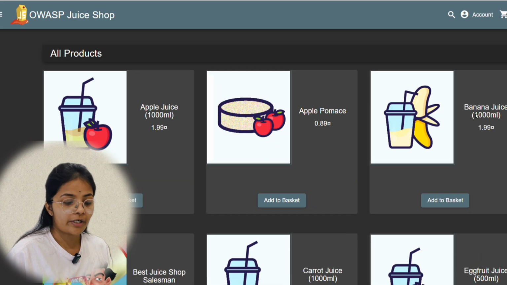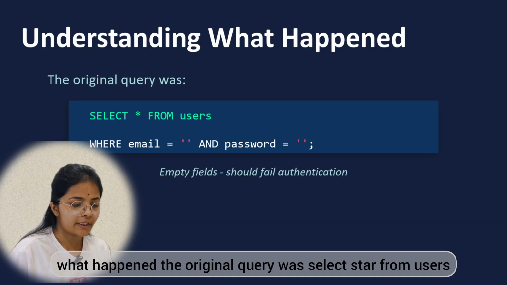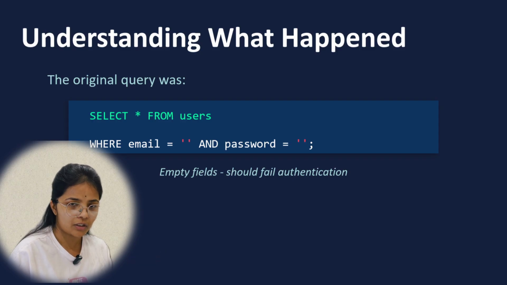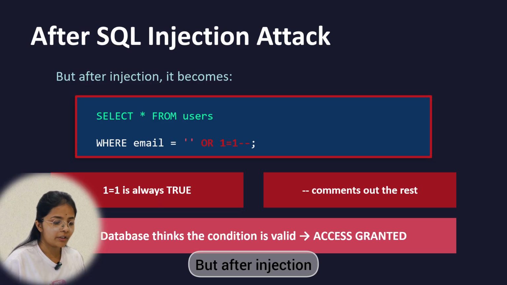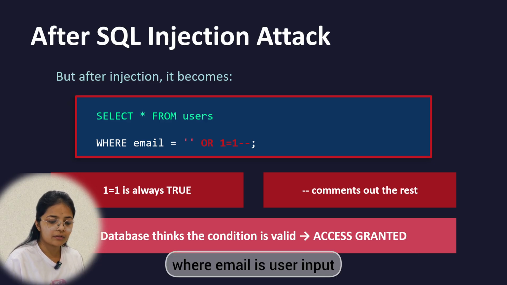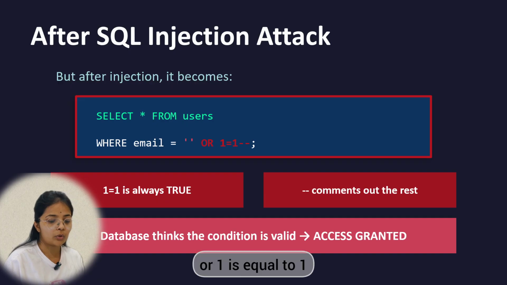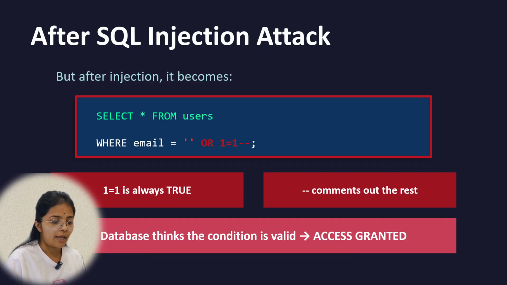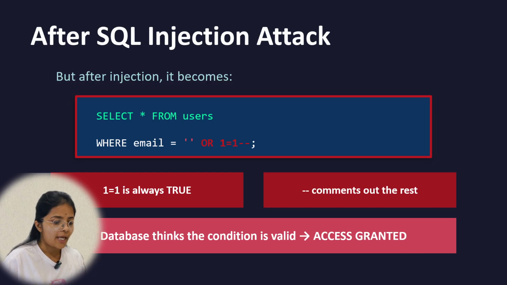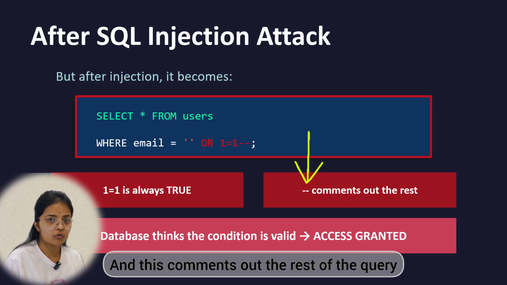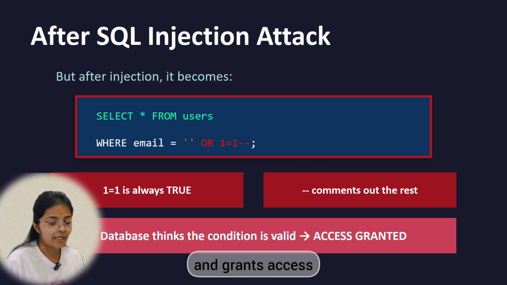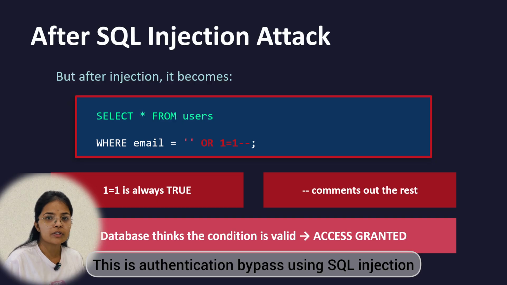Now let's understand what happened. The original query was SELECT * FROM users WHERE email = the user input AND password = something which the user will type. But after injection it becomes something like SELECT * FROM users WHERE email = user input OR 1=1, the query which we have given, and we all know that 1=1 is always going to be true, and this comments out the rest of the query. So the database thinks the condition is valid and grants access. This is authentication bypass using SQL injection.